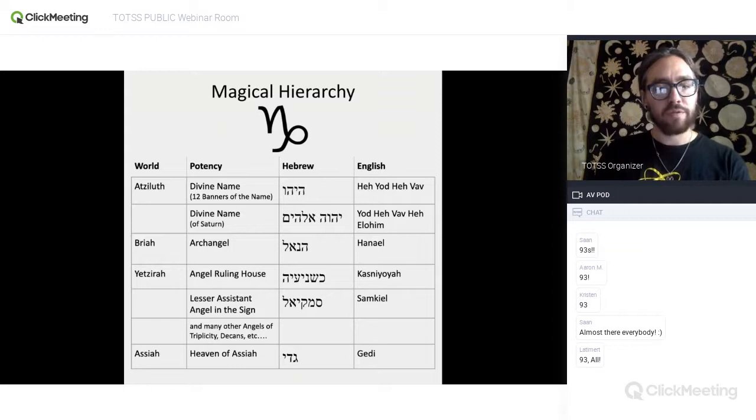All right, and then for Yetzirah, of course, as we've been talking about, we have many different names. But the two important ones to know here are the angel ruling the house, which is Kasniyoya, a little difficult to say there. And then also Samkiel is the lesser assistant angel in the sign. And then finally, the Heaven of Isaiah is just the Hebrew name for the constellation Capricorn, and that's Geti.